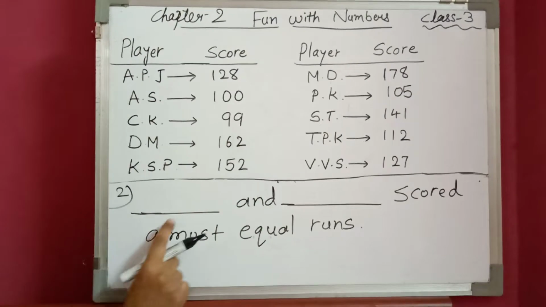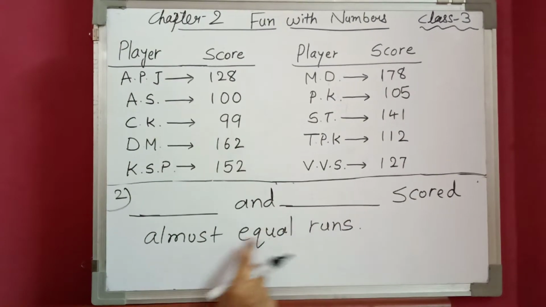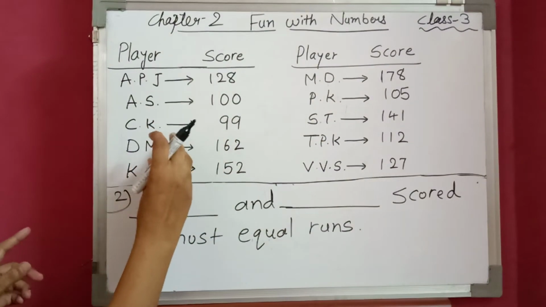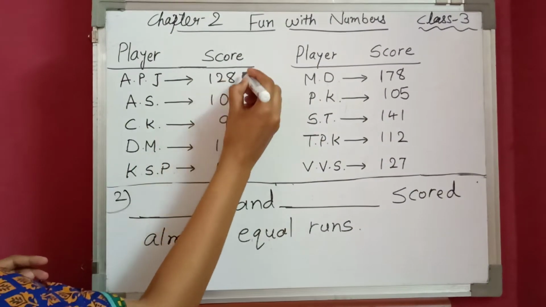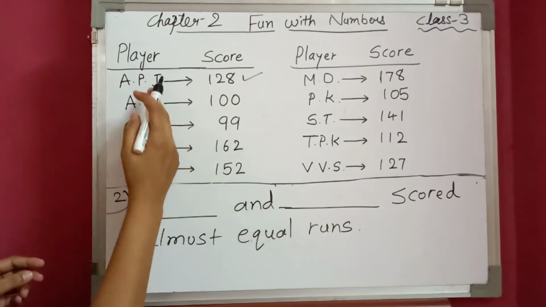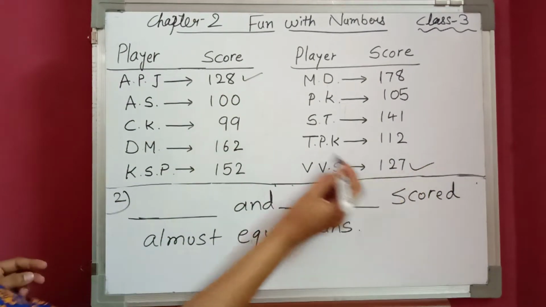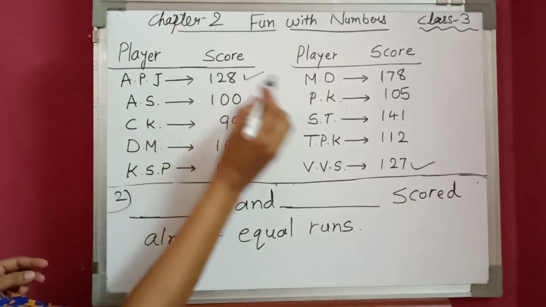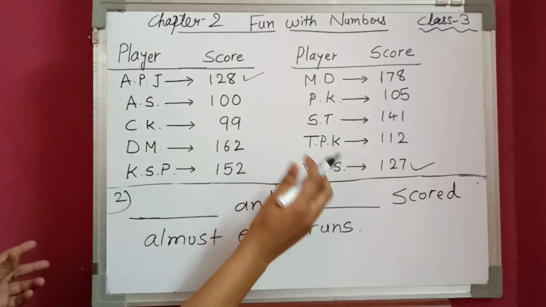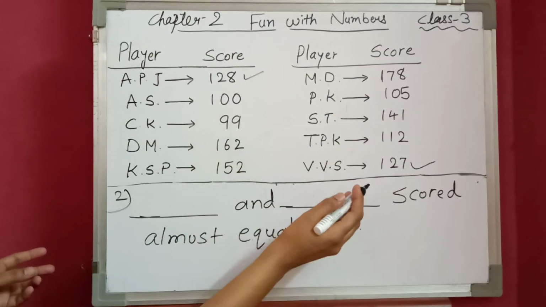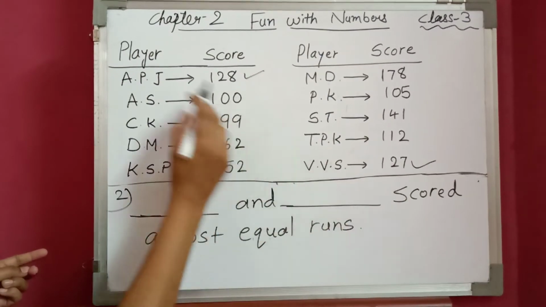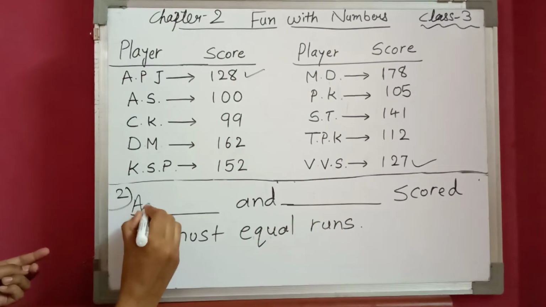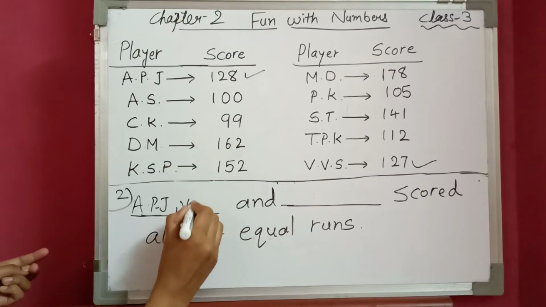Now the second question is dash and dash scored almost equal runs. Now look at the table. So which players scored almost equal runs? See here, 128 runs scored by APJ and 127 runs scored by VVS. Here we have to find the runs which are almost equal. So 128 and 127 are not equal, but they are near to being equal. We can say almost equal. So these two players scored almost equal runs. So here we write APJ, VVS.